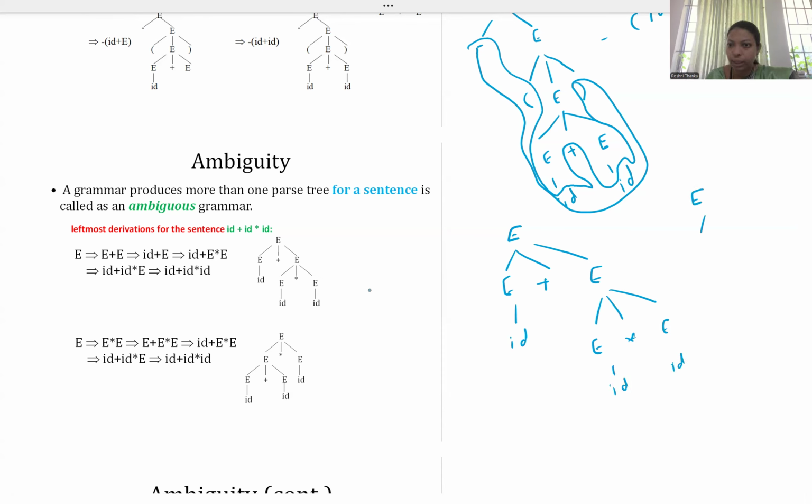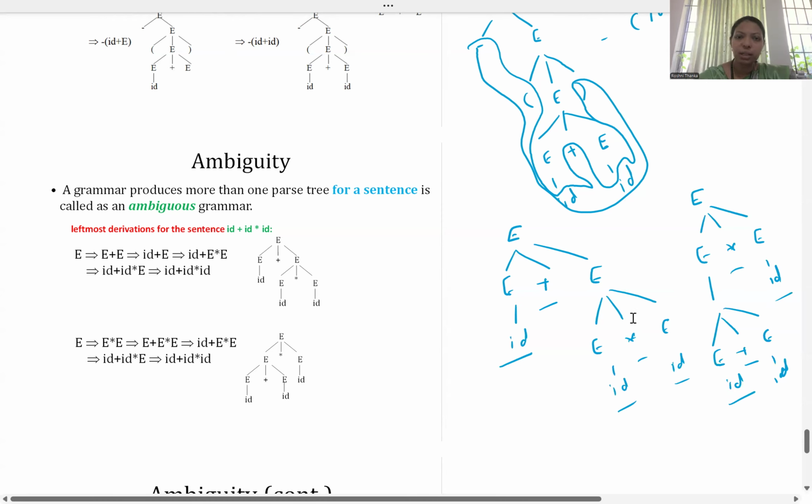star E, and then this E can again be derived into three things: E plus E, now ID, and this one is ID. So I got here also ID plus ID into ID. Here also ID plus ID into ID. The output is the same, but the syntax tree or the parse tree is different. This is ambiguous. To produce one output, if I have more than one solution, then it is ambiguous.